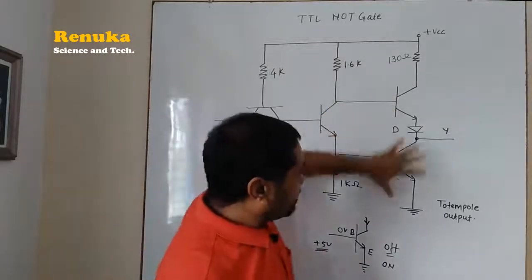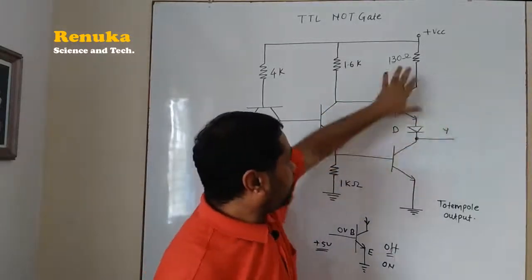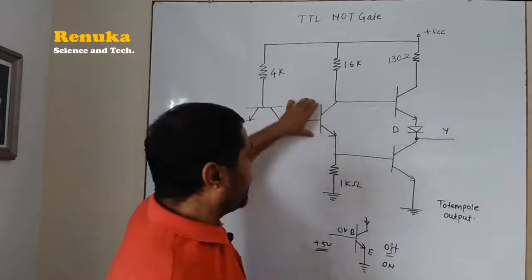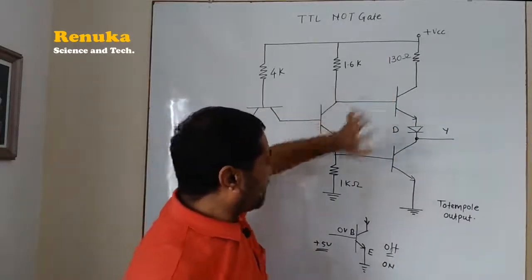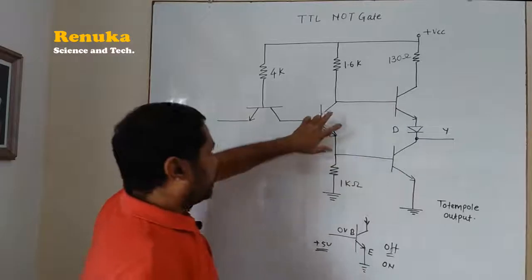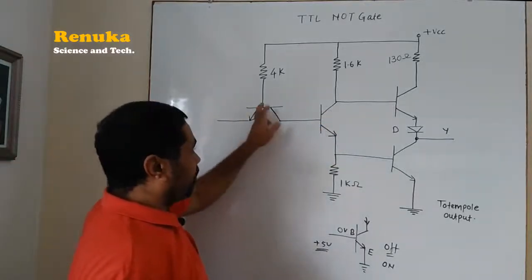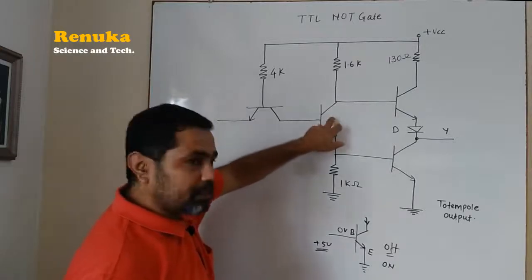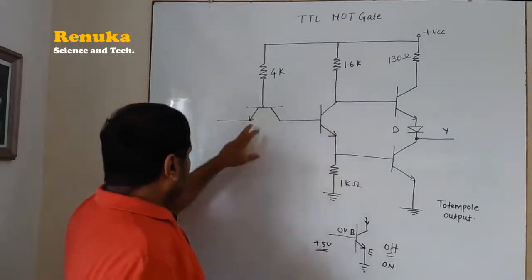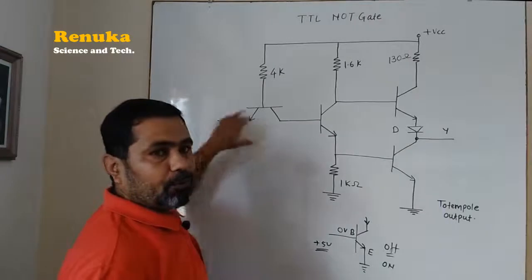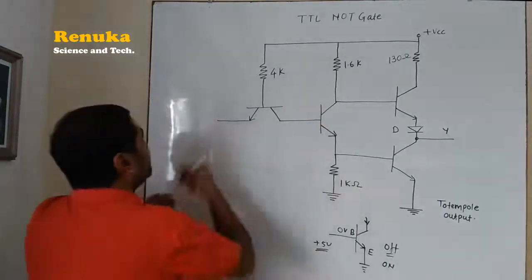So you can remember this circuit. This is the totem pole output. This totem pole has to be driven by a transistor, so its collector is connected here and its emitter is connected here. Now this transistor is driven by another transistor. Its collector, or output, is connected to the input of this transistor. The emitter of this transistor will be the input for this gate. So this is your input.